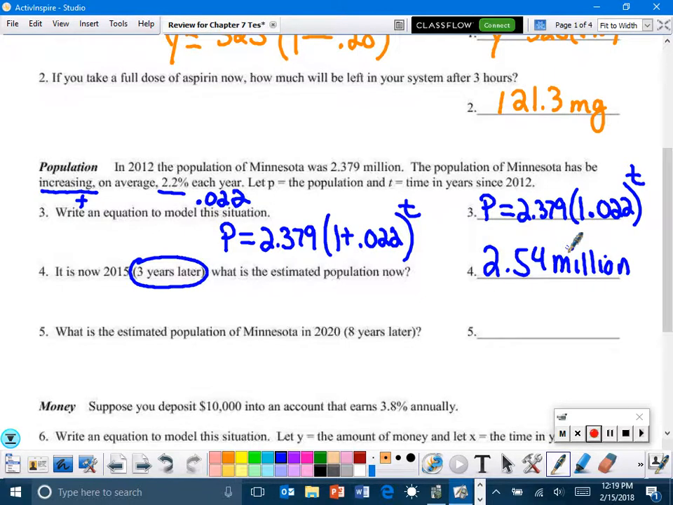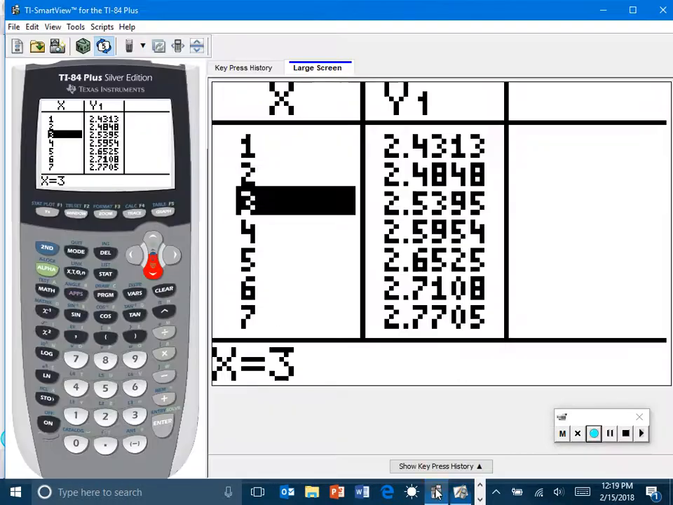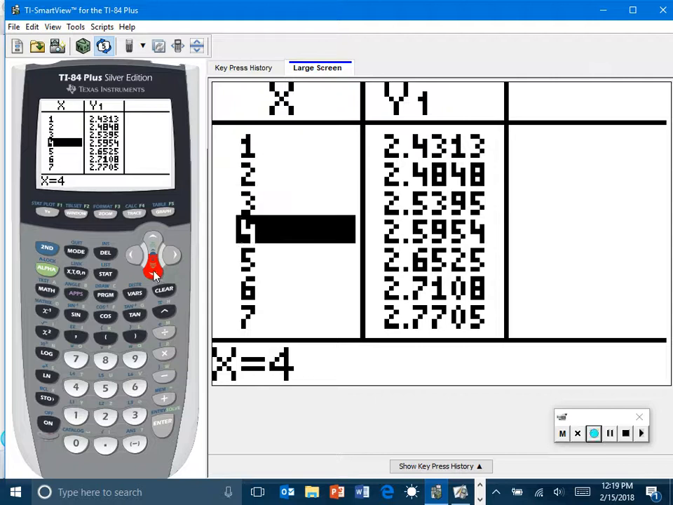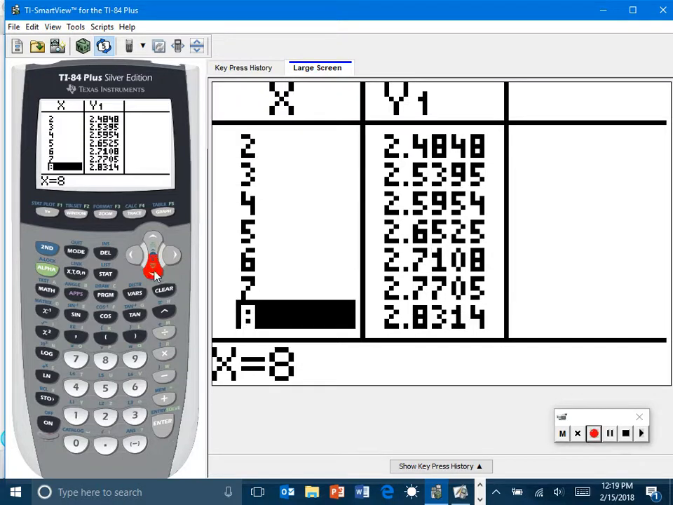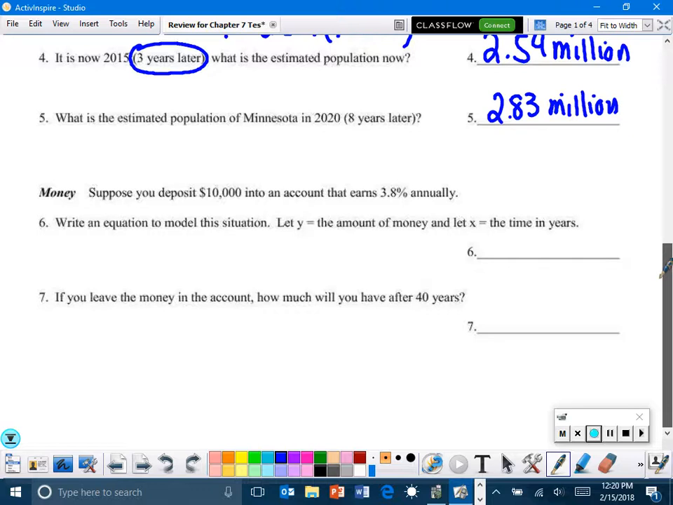All right, number 5. What is the estimated population of Minnesota in 2020? That's not even 2 years away. That's 8 years later. So we're going to go to the 8 in our table. There it is. So we see that it's 2.83 million. All right. Next one.